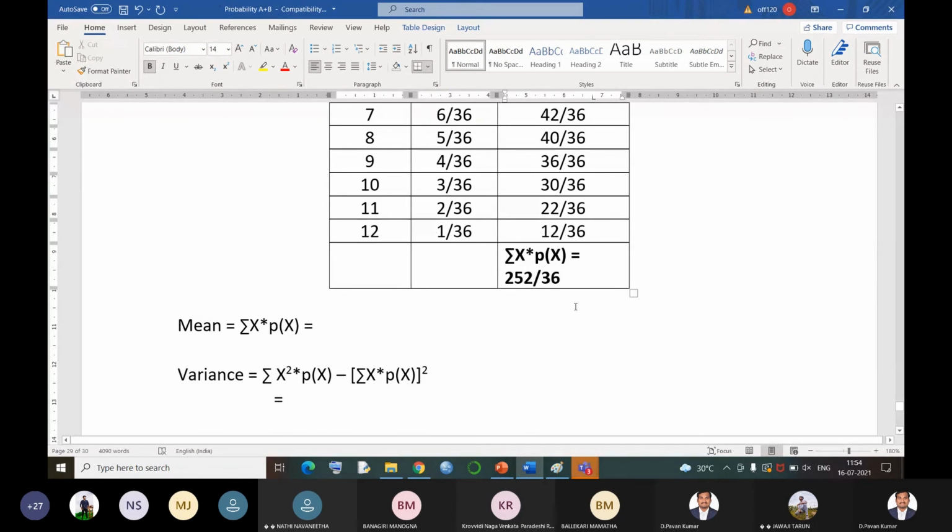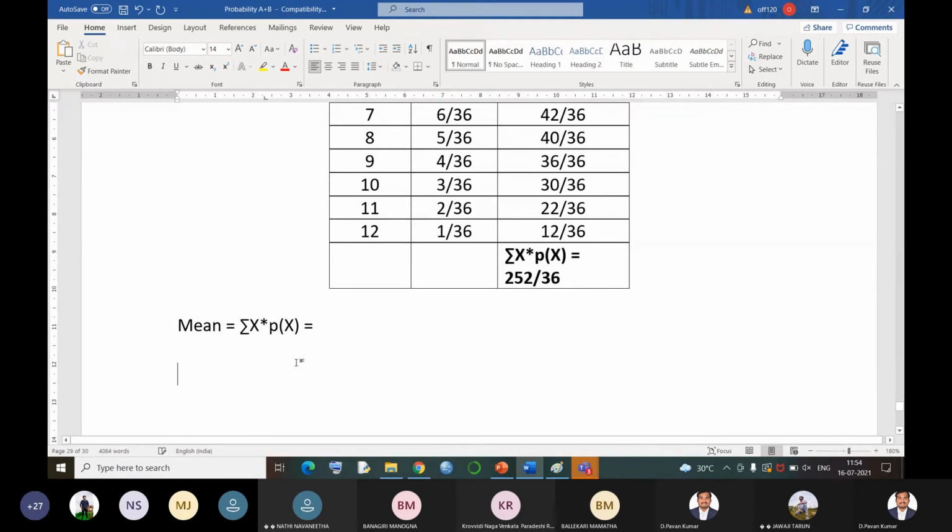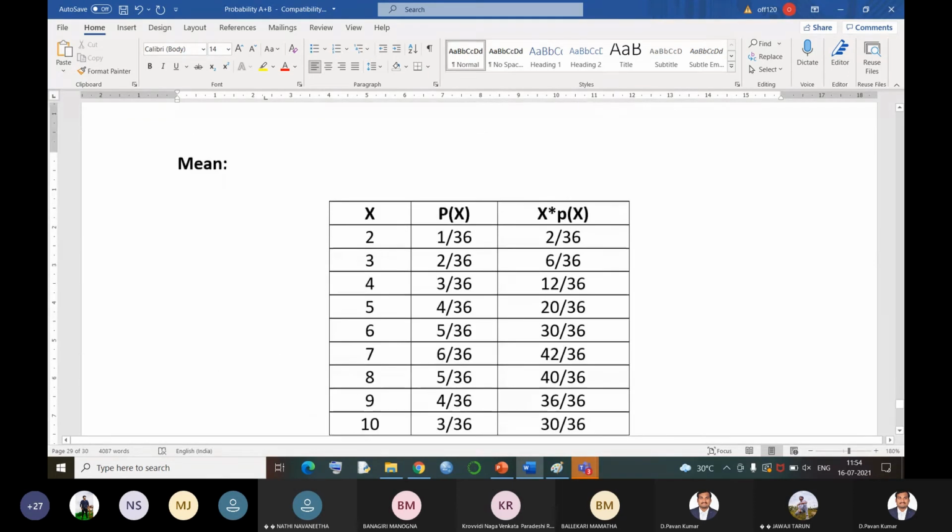Simply writing this value over here, I just told you that we don't require any variance. So the mean is 252 divided by 36. We got the answer as 7. So the mean of the given distribution is 7.